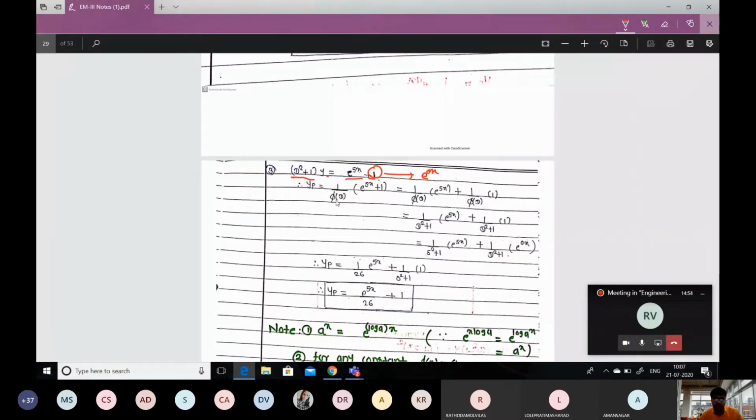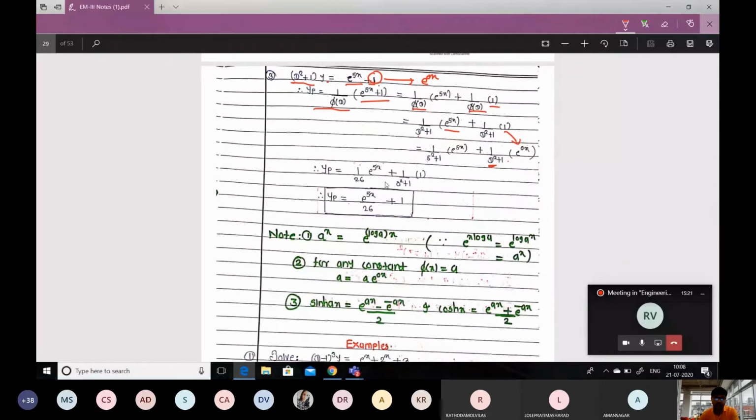Just separate the operator: 1 upon phi of D on e to the power 5x plus 1 upon phi of D on that constant term 1. For e to the power 5x there is no difficulty, simply replace D by 5. In the other case, how will you convert the constant? Simply write that 1 as e to the power 0x, and once you write e to the power 0x, then you can replace D by 0. That's the modification, and the rest is just computation. So 1 upon 26 you will get this, and D gets replaced by 0, so we will get 1 upon 0 plus 0 square plus 1 times 1.